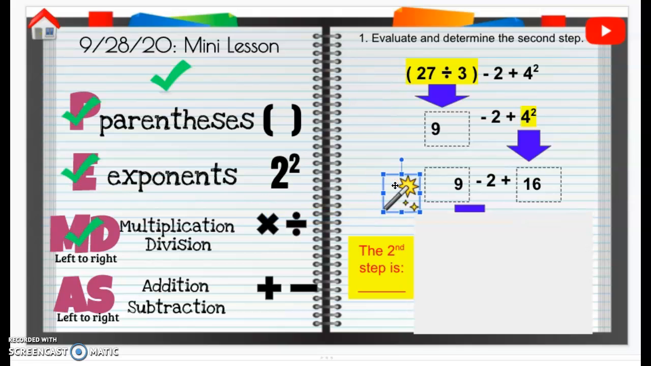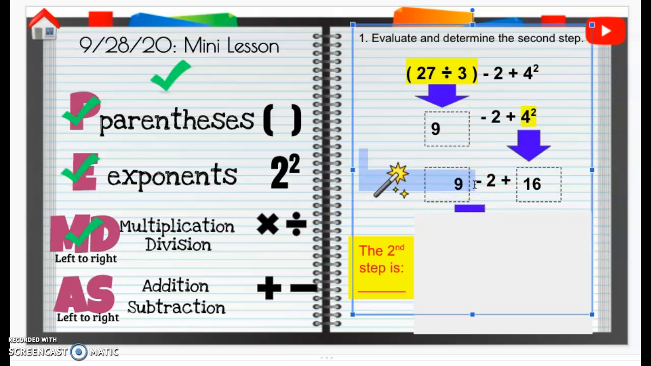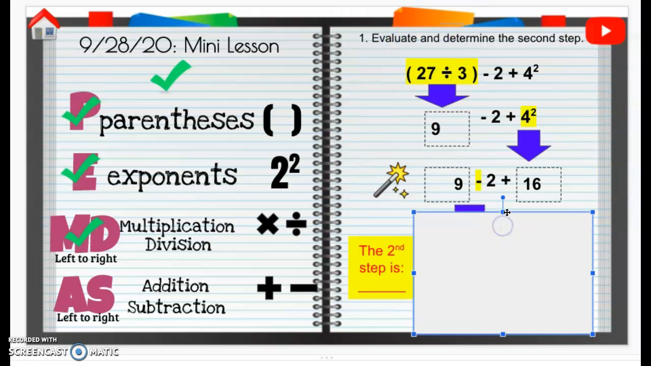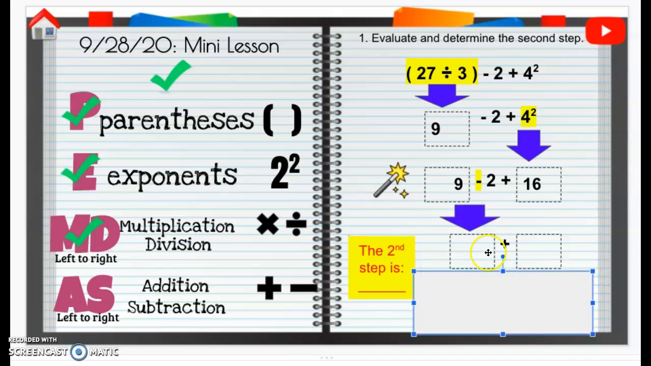All right, here's our magic wand. There's our first part. So we have 9 minus 2. What is 9 minus 2? 9, 8, 7. 7. All right, I'm going to make that a little bigger for us. And then bring everything else down. We cannot leave anything left behind. So we used that. So plus, and then we have 16 there. I'm going to make that a little bigger.